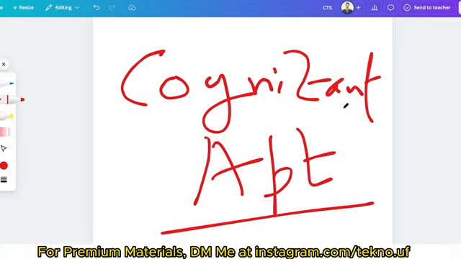I hope all of you are preparing well for your upcoming Cognizant exam. First of all, congratulations to all of you who have just successfully cleared the communication round and are now preparing for aptitude. This is a very crucial round because you will have 25 to 30 aptitude questions to solve within 30 minutes.